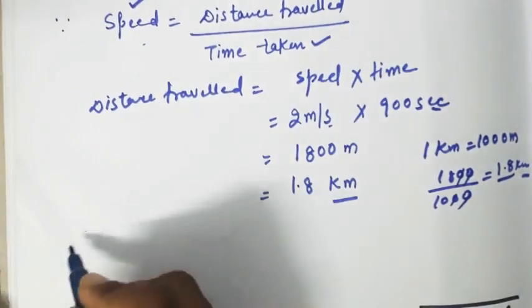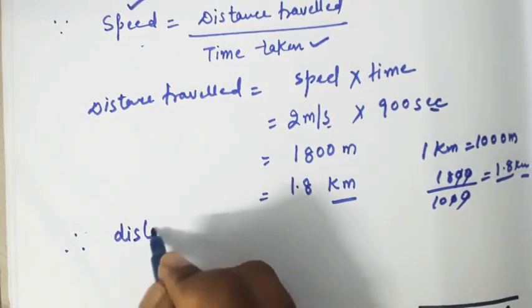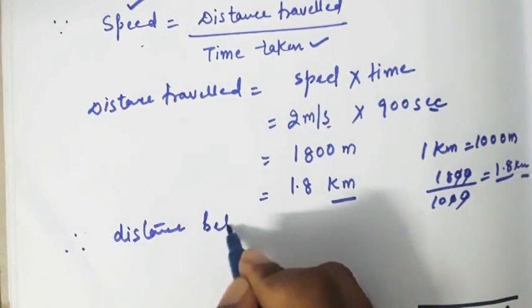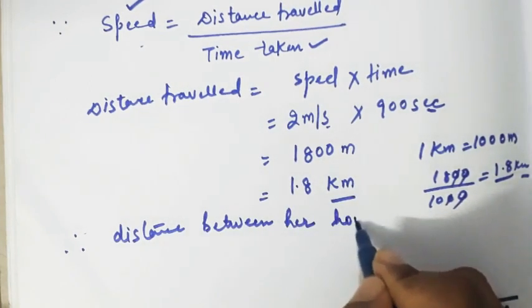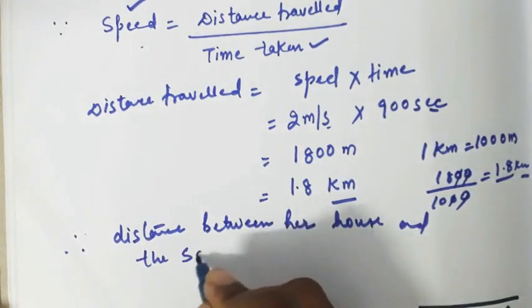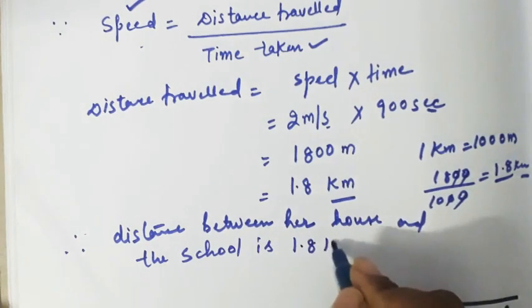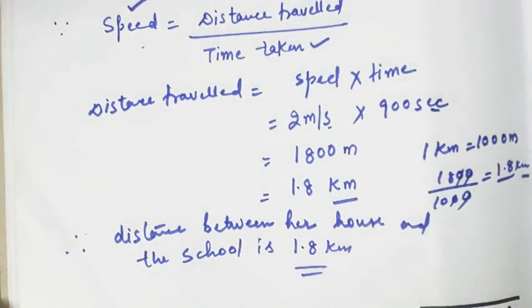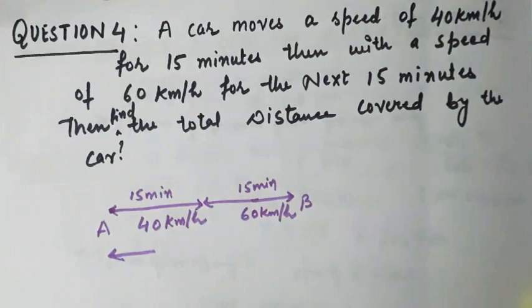So we can conclude here, therefore, the distance between her house and the school is 1.8 kilometer. Always remember to conclude your answer. Okay, let's move to the next.